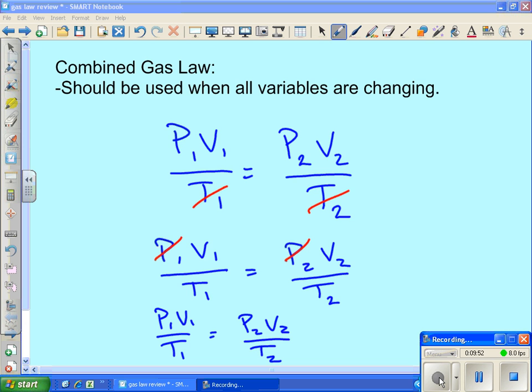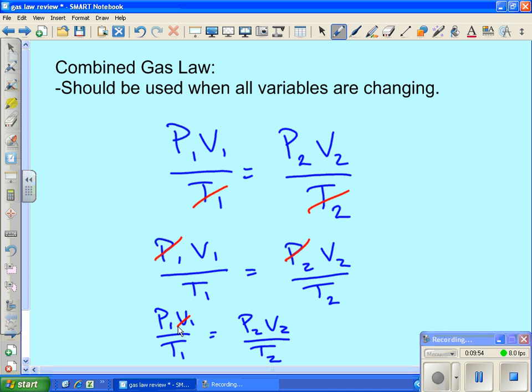And finally, what if the volume doesn't change? If V1 is the same as V2, we're left with the ratio of P over T, and again, that's Gay-Lussac's law. So we can use the combined gas law when all of the things are changing, but again, if we can remember it, then we actually know all of the other three laws as well.